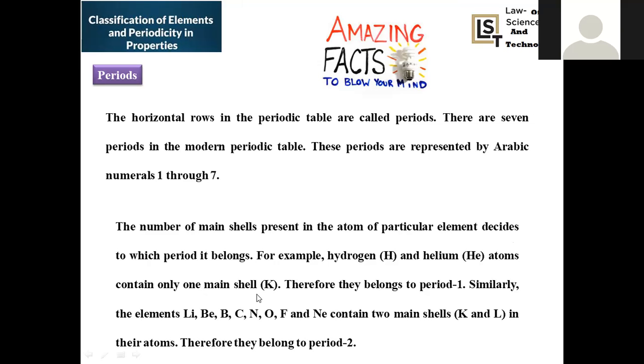This is denoted by the main shell K. Therefore, this is designated as period number 1. Similarly, move on to period number 2, designated as L, where the elements are lithium, beryllium, boron, carbon, nitrogen, oxygen, fluorine, and eventually neon. These many elements are present. How many? 1, 2, 3, 4, 5, 6, 7, 8. 8 elements will be there.